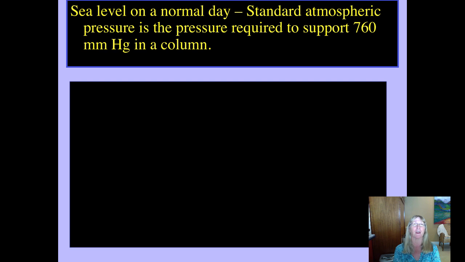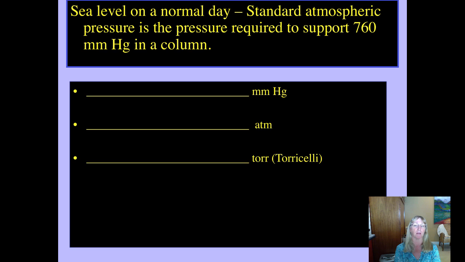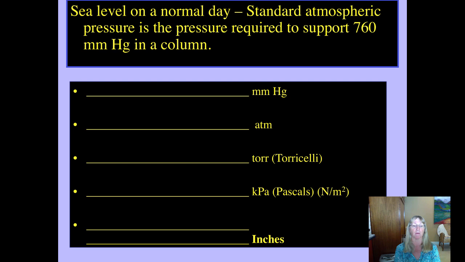So we're going to define what standard normal pressure is. If you're at sea level on a normal day, standard pressure is the pressure required to support a column of mercury in the barometer that's 760 millimeters high. Now this is one of many measurements of pressure, and our focus now will be to recognize some common forms of pressure measurement and how to convert from one into the other.